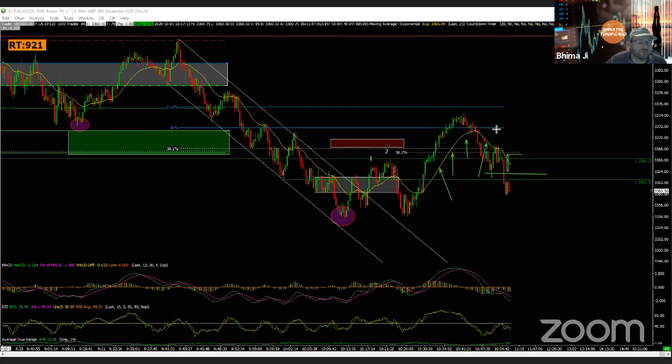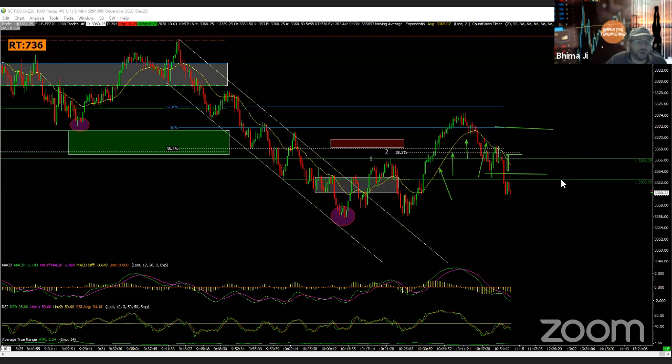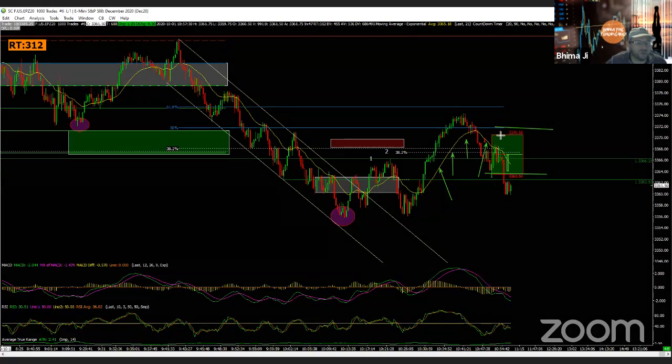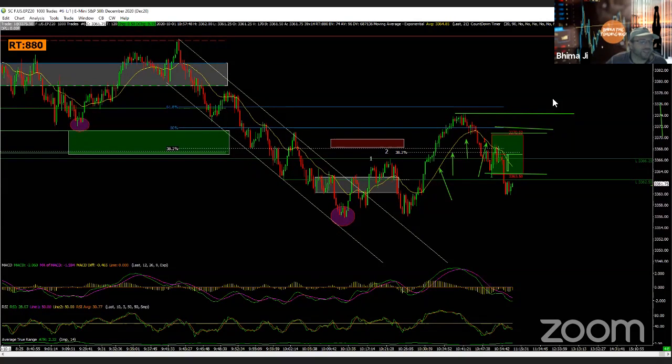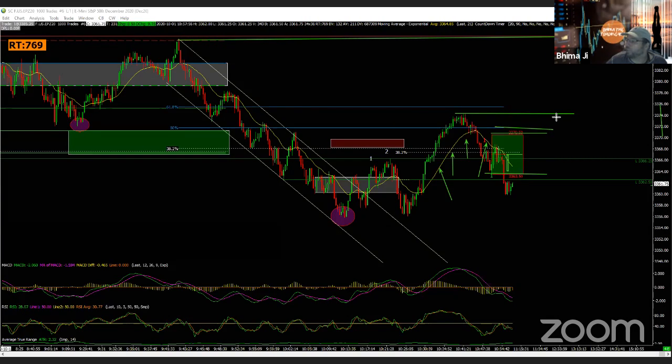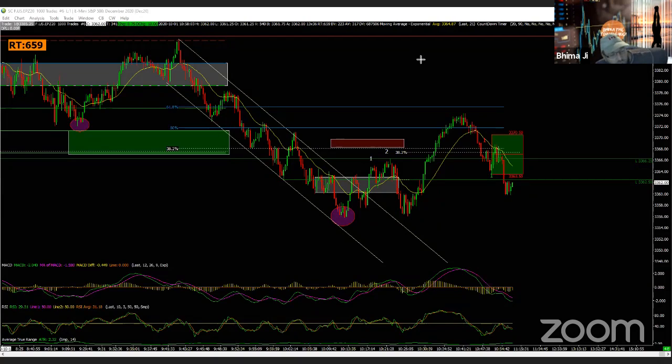Then my first target would have been a 1-to-1, and I calculate it like this: I take the size of the setup and apply it to the entry, and this is where I put my first target. If I had two contracts, I would put my second target at the highest high of the previous move. And after my last stop, I would put the runner at the day's high on top right here. That's how I would have managed the trade if the green candle I was looking for had panned out.